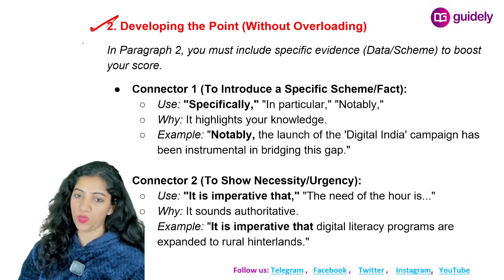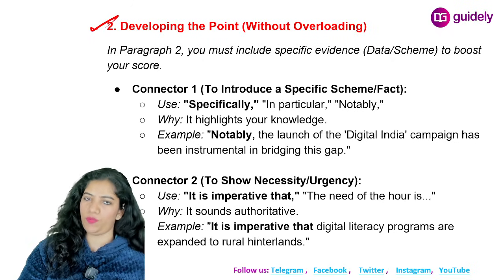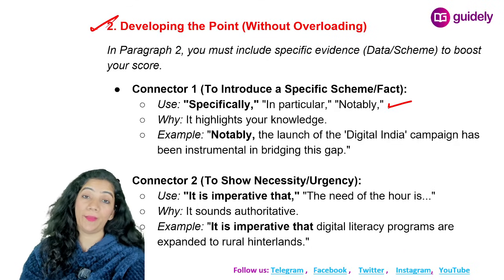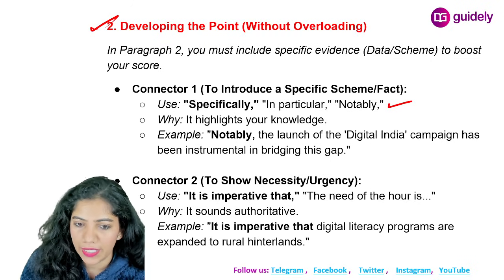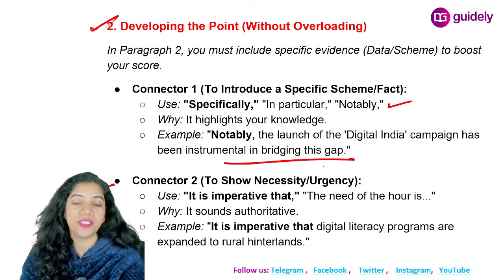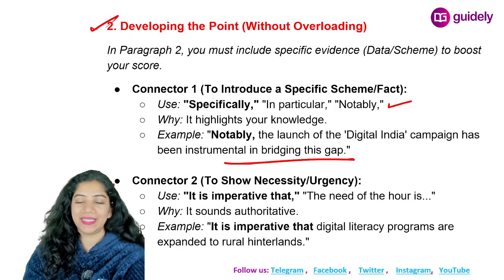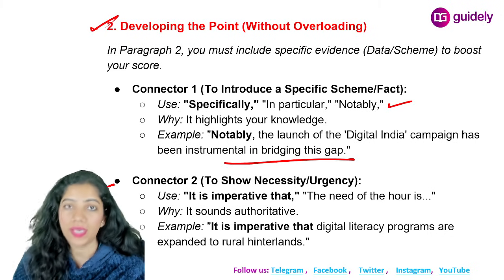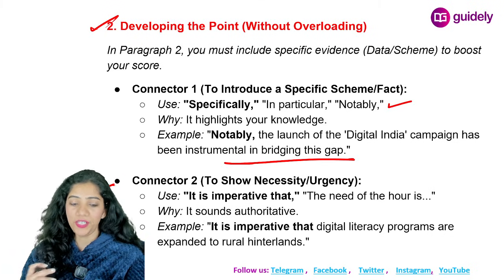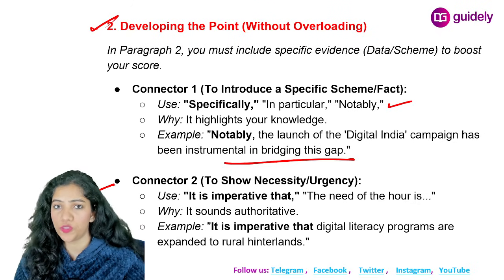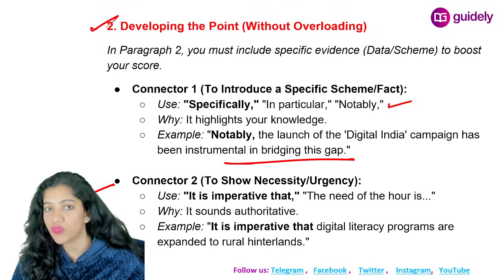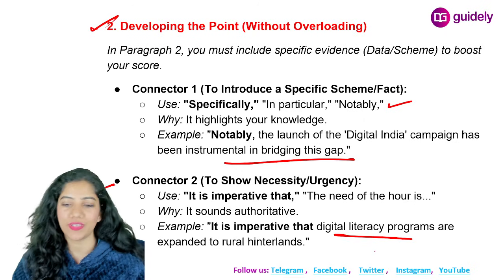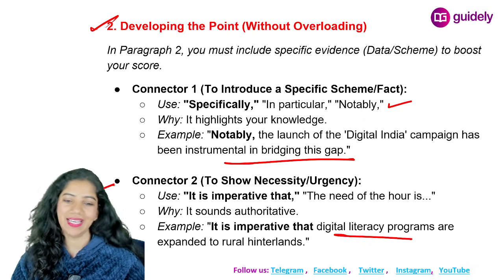Let's develop the point without overloading. Okay, so connector number one, you can use like specifically, in particular या notably अगर आप एक specific point को दे रहे हो तो. Connector number two, to show necessity or urgency. It is imperative that, मतलब सबको पता है, it is imperative that the need of the hour is electric vehicles. But how can we be sure that it is going to be a sustainable future? Because there is a lack of infrastructure, especially in the rural areas. So it is imperative that the digital literacy programs are expanded to rural hinterlands.